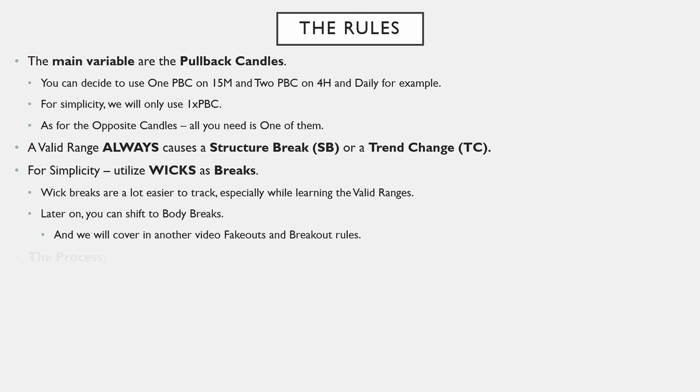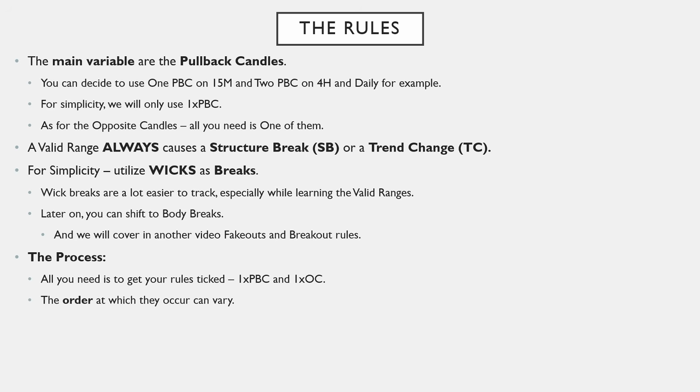Okay, now the process. All you need is to get your rules ticked. So all you need, once again, is one pullback candle and one opposite candle. That's it. Now the order in which they arrive can vary. Sometimes the opposite candle can appear first, and other times the pullback candle can appear first, then you have to wait for an opposite candle. Once again, all you need to do is master that candle anatomy and wait for that one valid pullback candle or that one valid opposite candle.